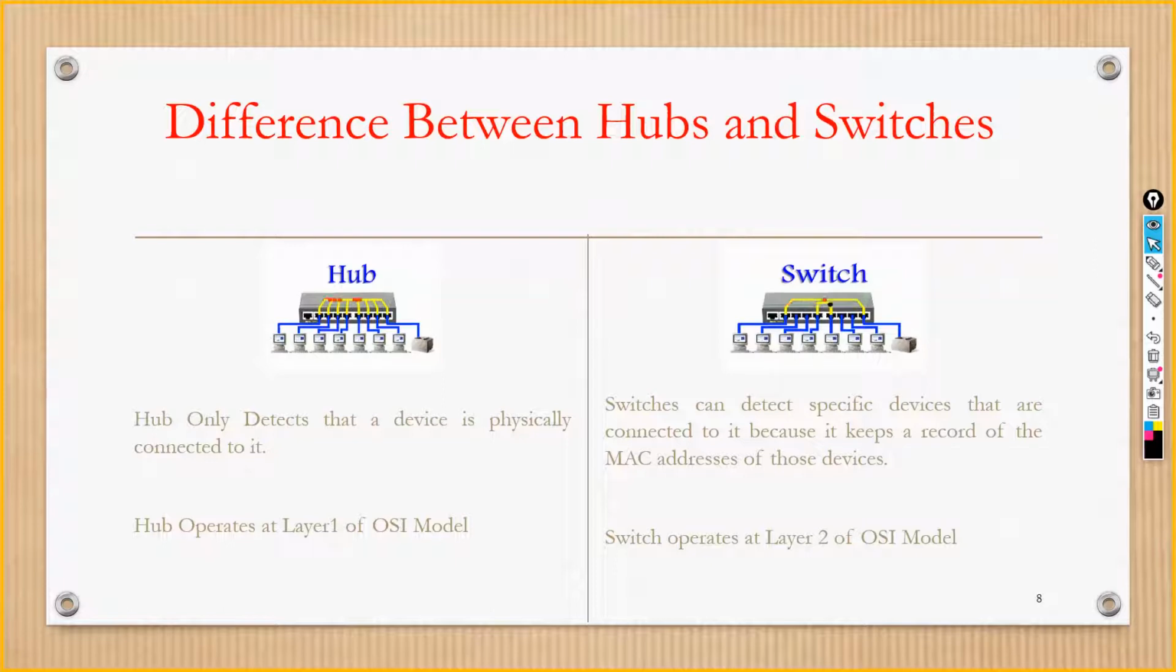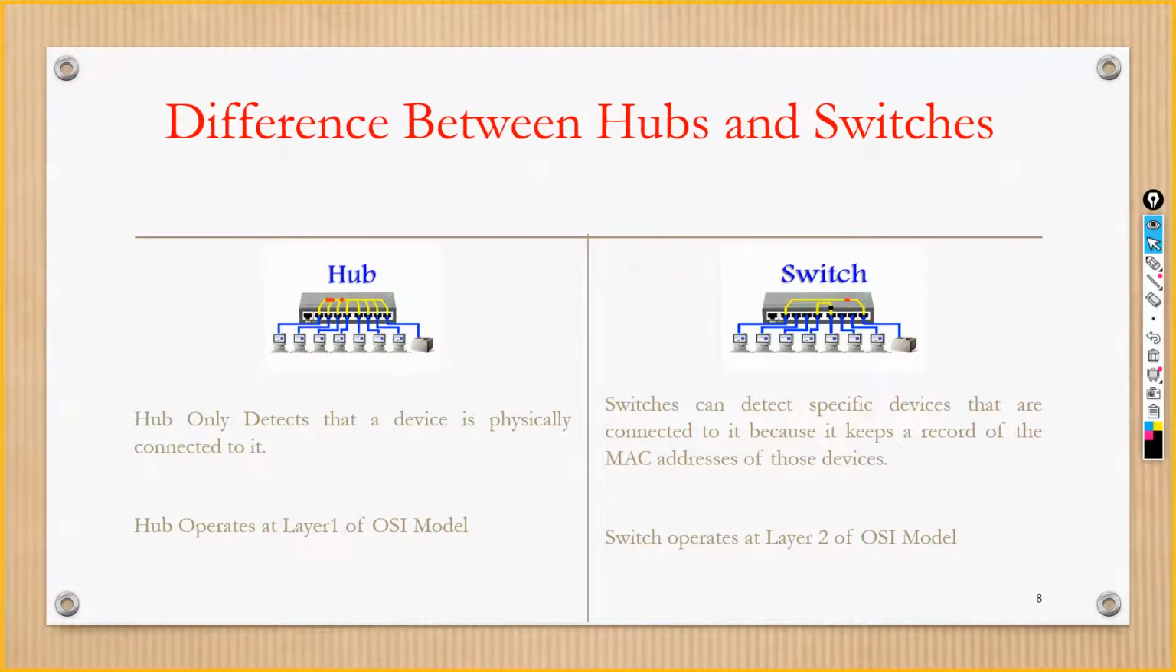So let's understand the differences between the hub and switches. A hub only detects that a device is physically connected to it, whereas a switch can detect specific devices that are connected to it because it keeps a record of the MAC addresses of those devices. A hub operates at layer 1 of the OSI model. A switch operates at layer 2 of the OSI model.